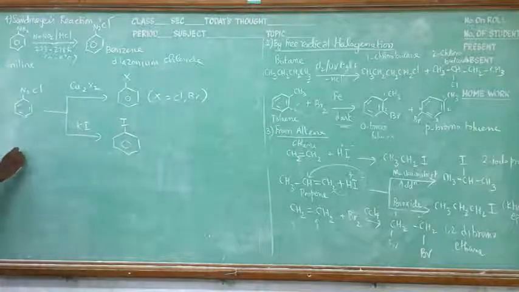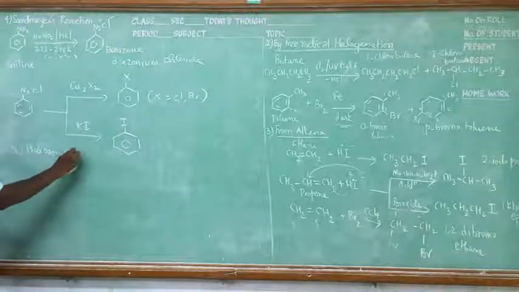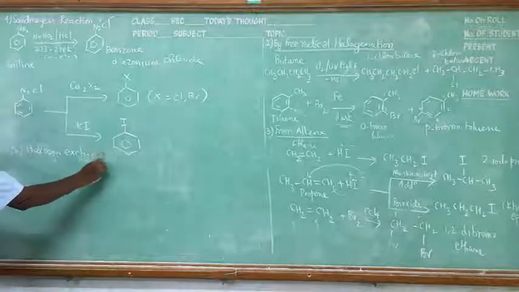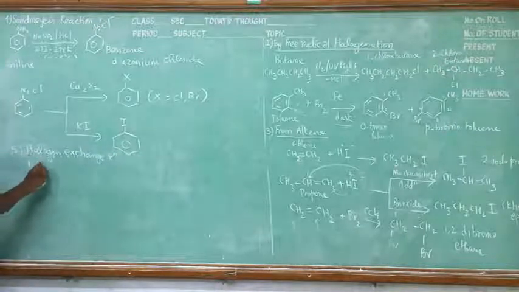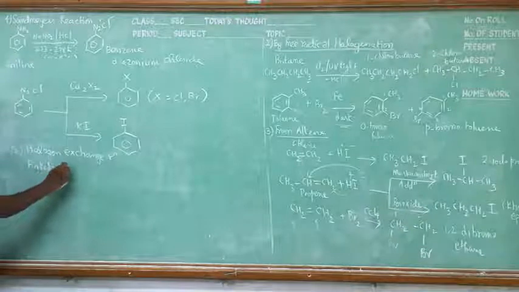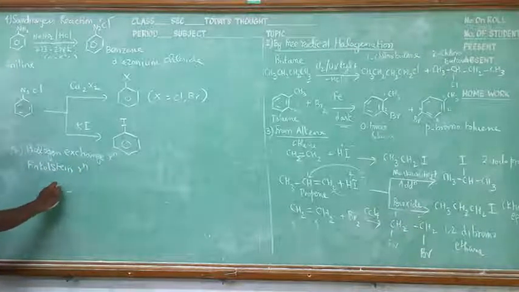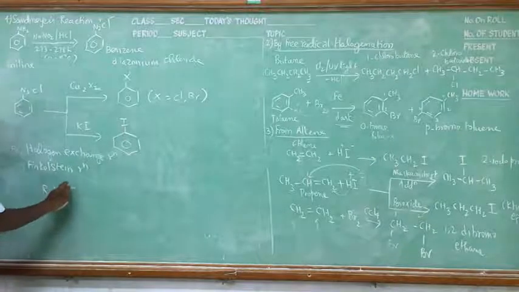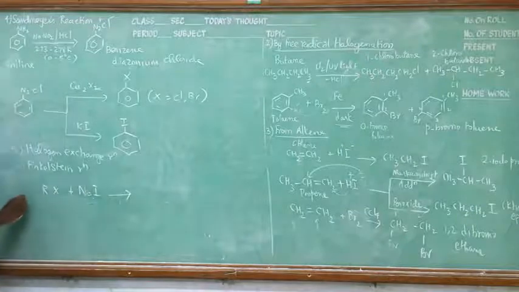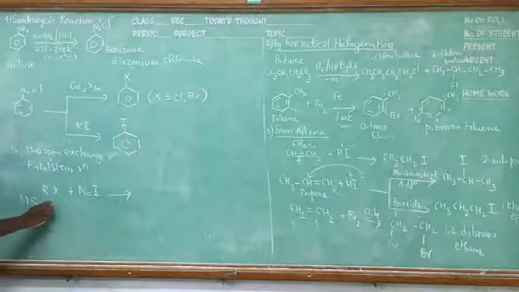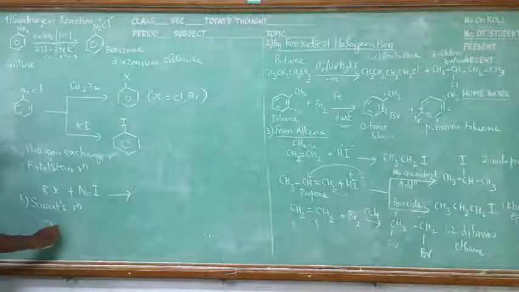Then the last method is the halogen exchange reaction. There are two types. One is Finkelstein reaction, where RX is treated with NaI. Another one is Schwarz reaction, CH3Br plus AgF.